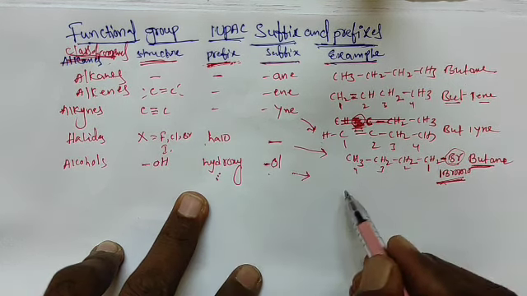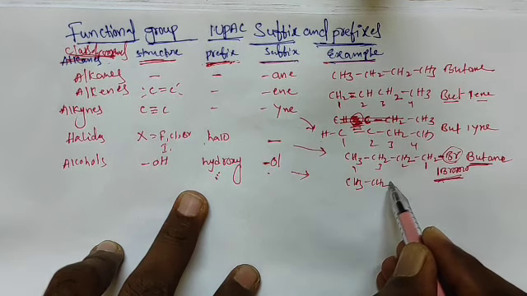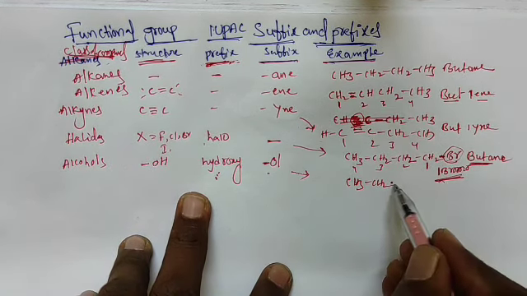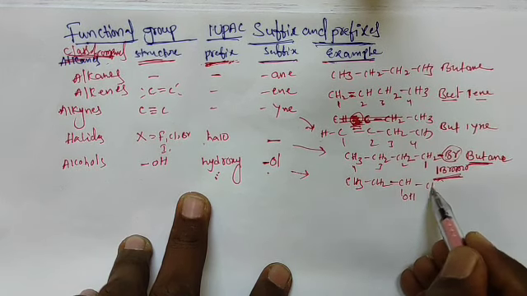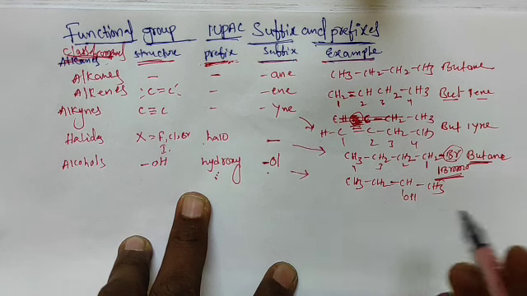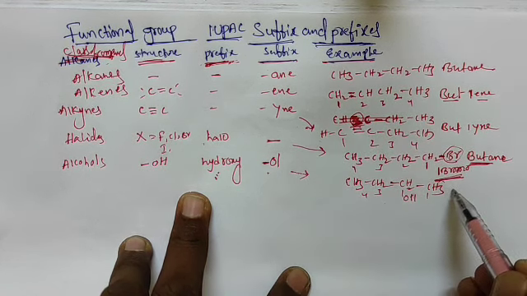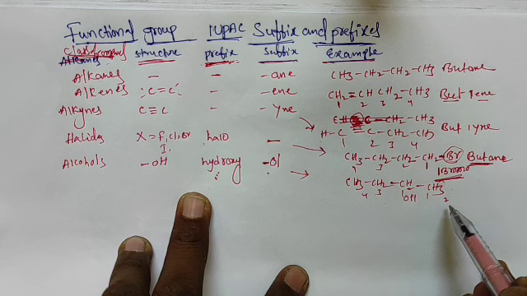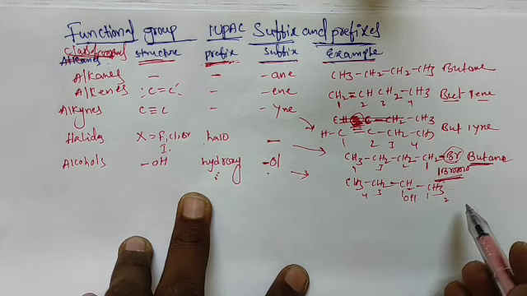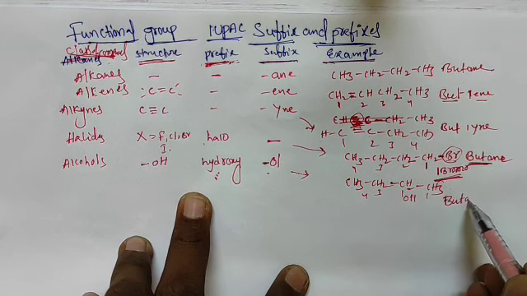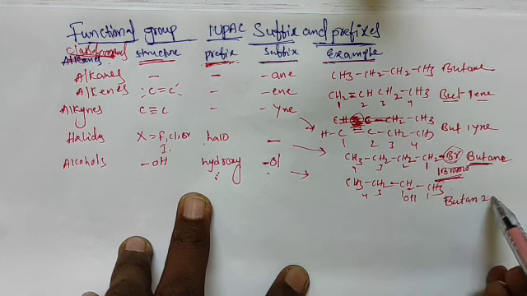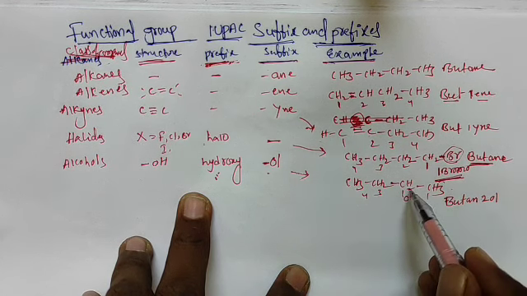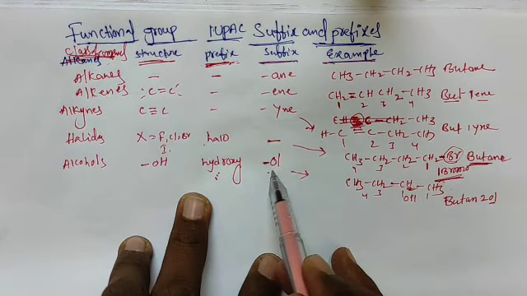Example: CH3 CH2 CH(OH) CH3. Here there are four carbons. The name is butan-2-ol, meaning the second carbon has the OH. So I am taking only the suffix.